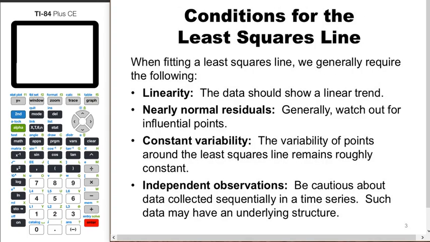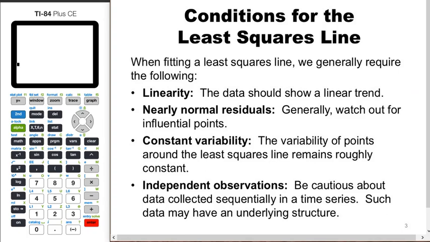Now, like everything else we've been doing this quarter, there are conditions. In order to deal with the least squares line, and in order to do hypothesis testing using the least squares lines, we need to at least check these four conditions. First off, the data should show a linear trend. The main thing we want to avoid is any kind of bends in the data. That would be bad. So, something like this. That would be bad.